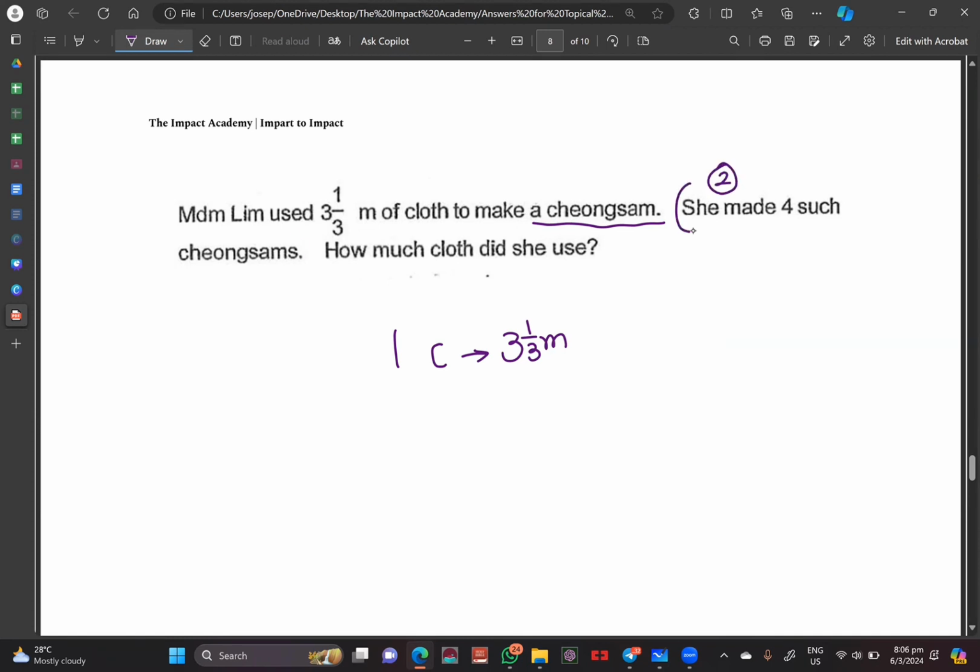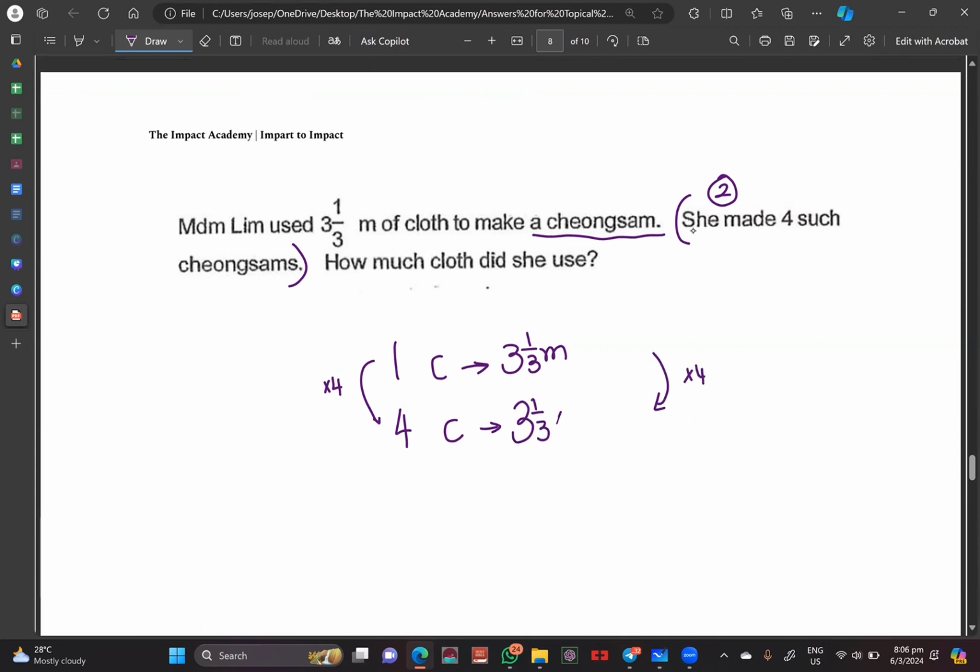Now, what did she do? She made 4 such cheongsams. Chinese New Year Day 1, she'll wear this one. Day 2, she'll wear the second one, the third one, the fourth one. You understand what I'm saying? So she made how many? 4 cheongsams. Agree or disagree? My question to you is, how do I get from 1 to 4? I times 4. Then, when I do something to my left, I times 4 over here as well. Correct or not? So we do 1 over 3 times 4.